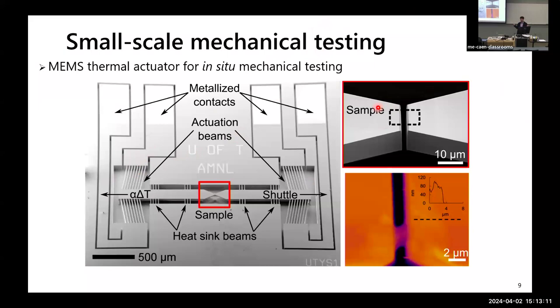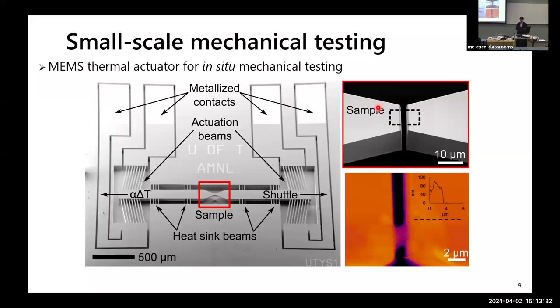And so if we can deposit a sample and fix it across that gap, which we can do with liquid processing of graphene oxide, we can in a sense do a mechanical test, a uniaxial tensile test. And as long as the sample is not too thick relative to the thickness of the shuttles, we don't induce any nasty out-of-plane bending moments that we may want to avoid.